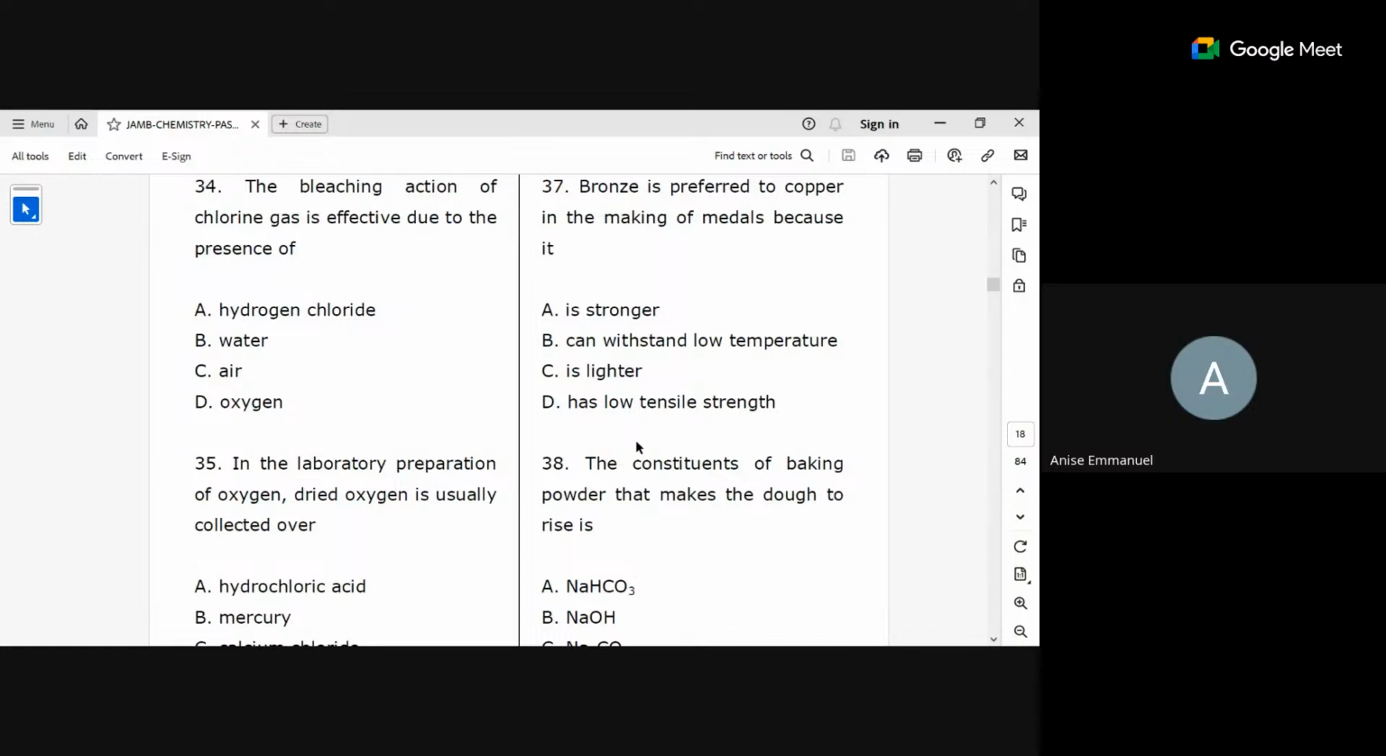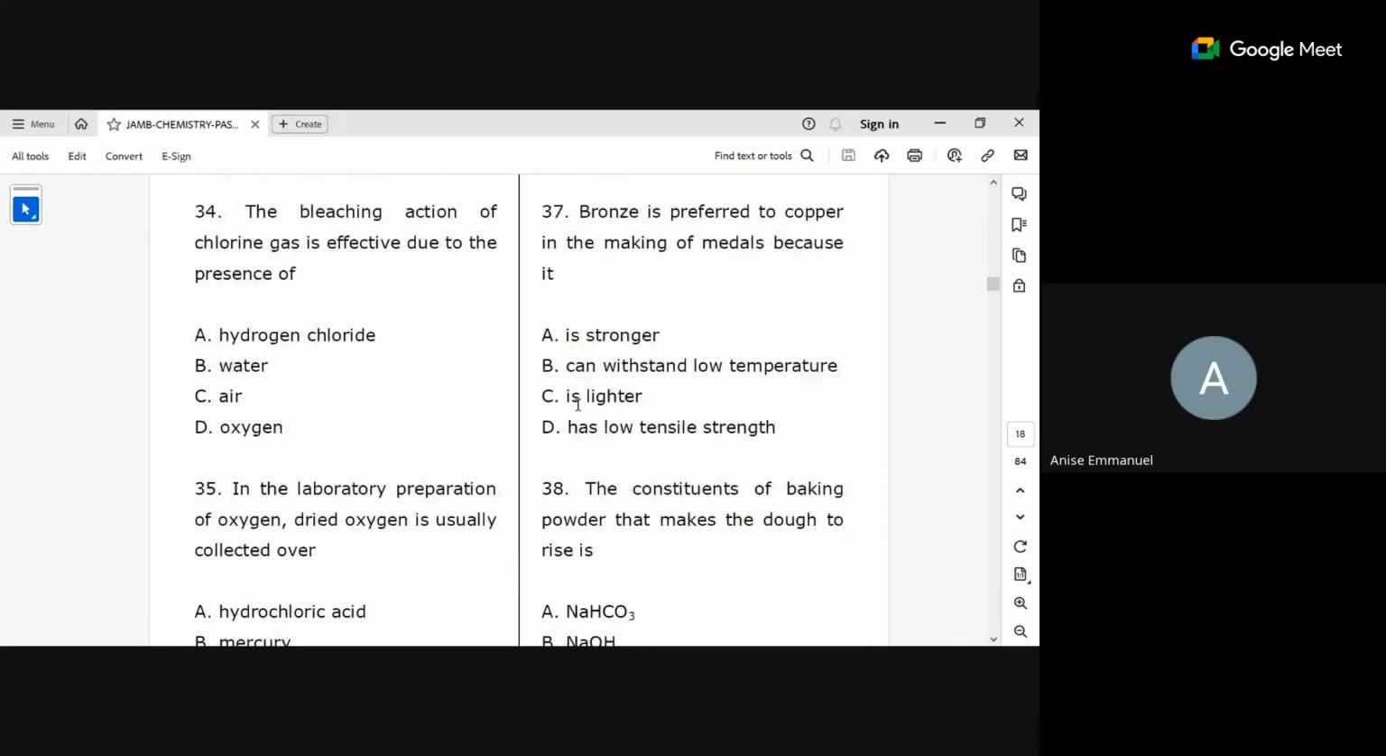Then I look at trying past questions, which we have done now. Then we look at how I will be able to manage my time. Most of us are just wasting our time on unnecessary things.